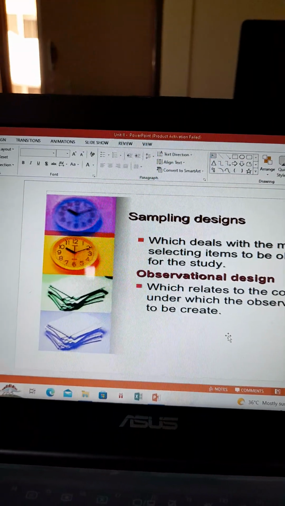Sampling design deals with the methods of selecting the items to be observed for the study. Observational design relates to the conditions under which the observations are to be made. So whichever deals with the methods of selecting the items to be observed for the study is known as sampling design. Observational design relates to the conditions under which the observations are to be made.